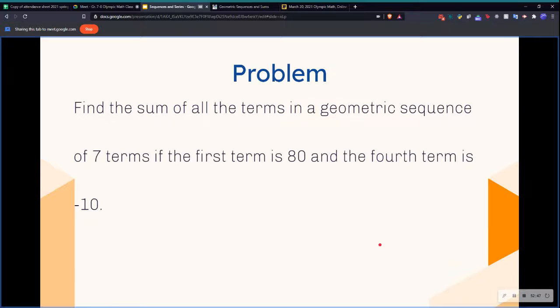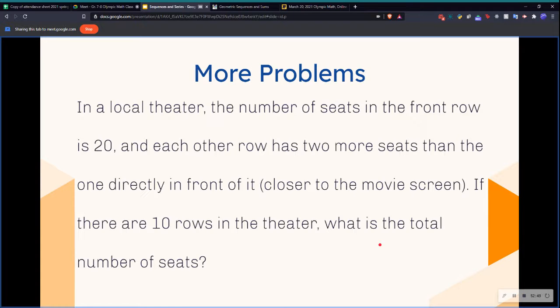Let's go on to some final problems. So there's only 2 of them. Okay. We'll do all of them today, hopefully.